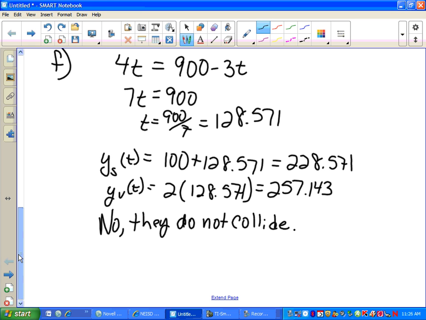Okay, and you have to justify your answer. So you can say something like, they are not at the same distance vertically at the same time they're at the same place horizontally. They're not at the same vertical and horizontal location at the same time. I didn't write all that down, but again, I said they're not at the same vertical and horizontal distance at the same time.